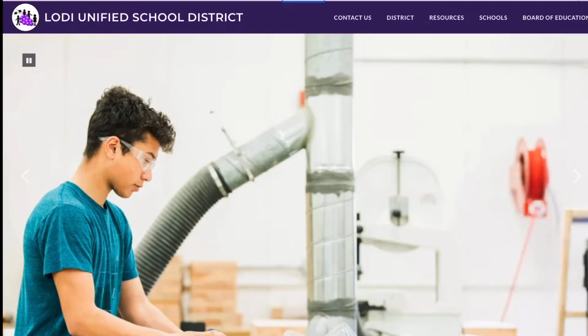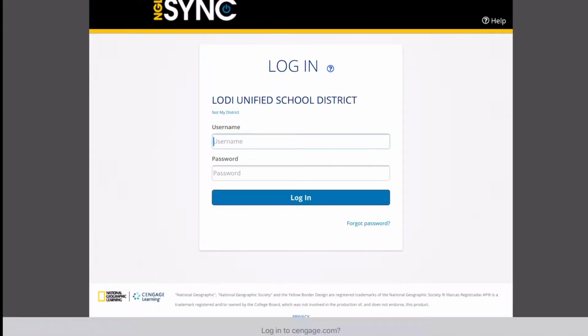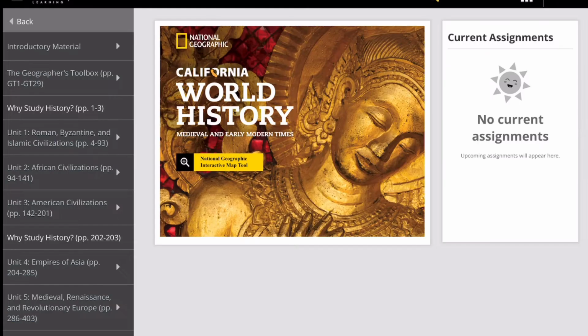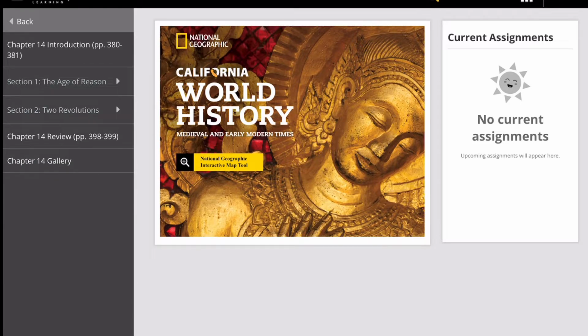Have your Nat Geo books ready or go to our Lodi USD website and from there launch Clever and log into Cengage Learning with your student account and password. Once you're in the book, go ahead, find Unit 5 and then Chapter 14.